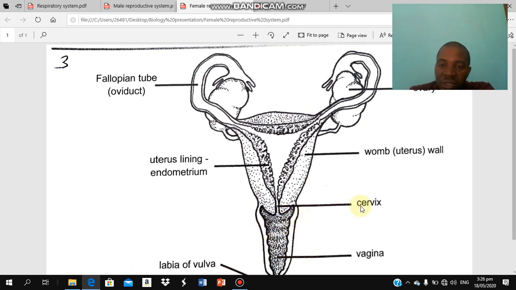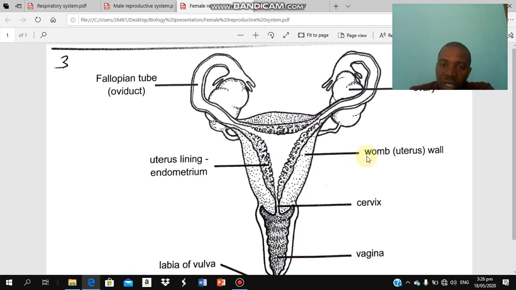From there we go to the cervix. What is the function of the cervix? It protects the uterus. The cervix protects the uterus. The second function of the cervix is that it separates the vagina and the uterus.